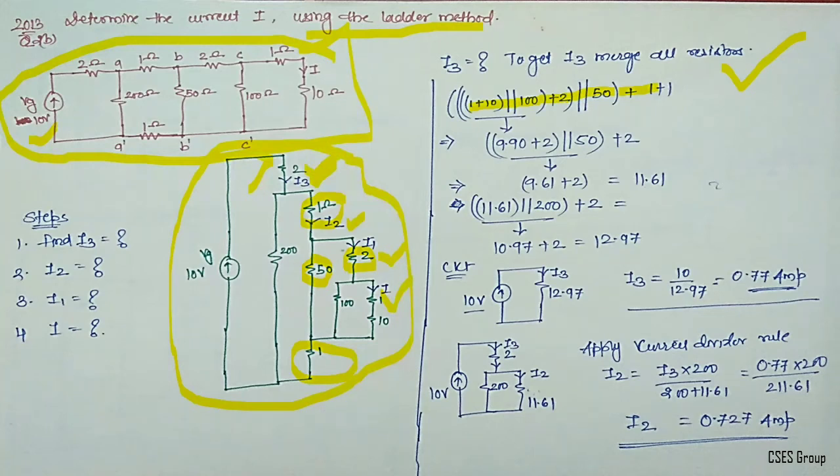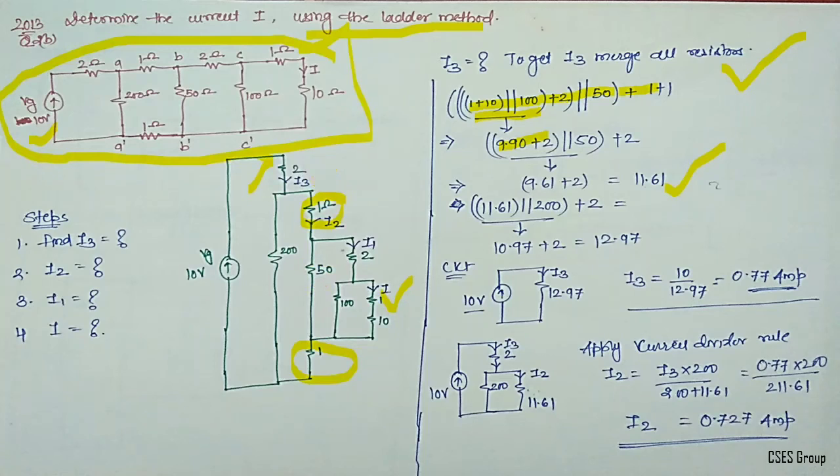If I simplify this term, I'll get 9.9 plus 2 in parallel with 50. Further simplification will yield 11.61. So what is this 11.61? This 11.61 is the equivalent resistance up to this step. Let me redraw it, or okay, let us first remove all this marking, then it will be easy to understand.